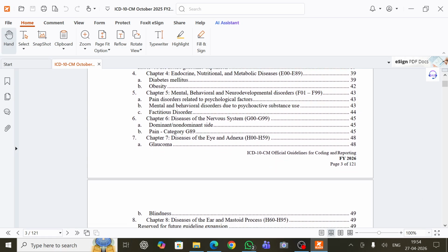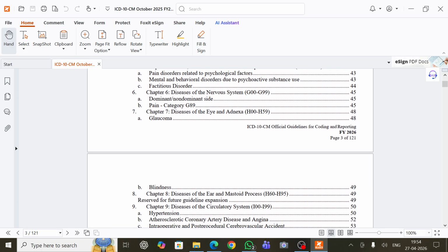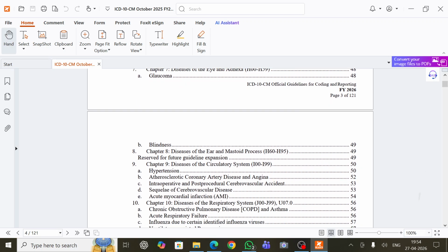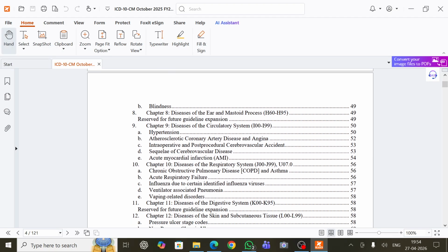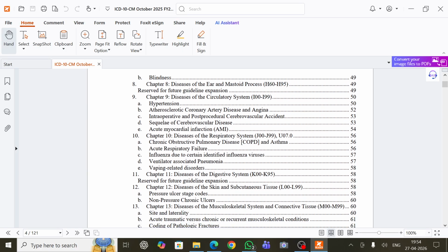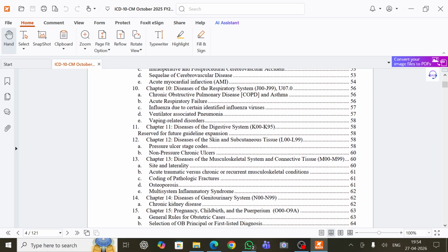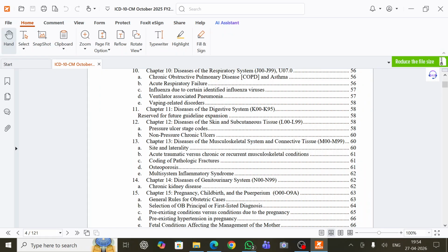Chapter 5 covers mental, behavioral and neurodevelopmental disorders. Chapter 6 covers diseases of the nervous system. Chapter 7, diseases of the eye and adnexa. Chapter 8, diseases of the ear and mastoid process. Chapter 9, diseases of the circulatory system. Chapter 10, diseases of the respiratory system. Chapter 11, diseases of the digestive system. Chapter 12, diseases of the skin and subcutaneous tissue.